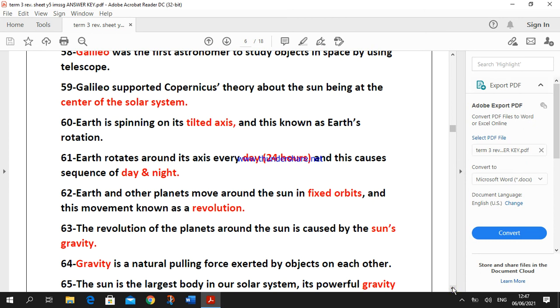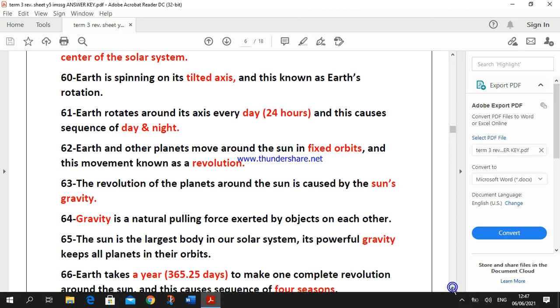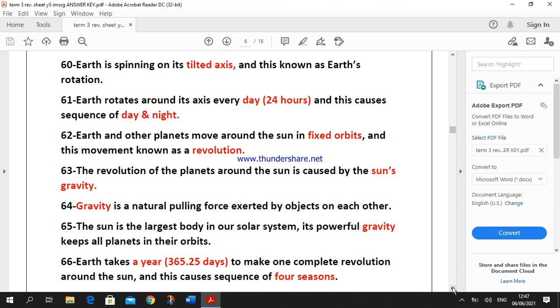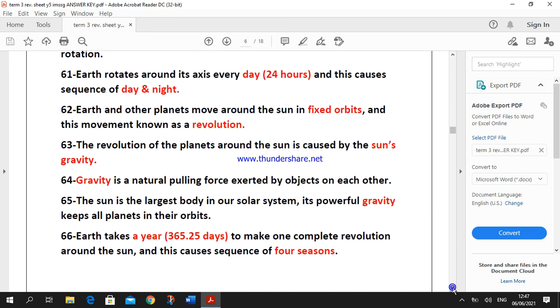Number 60, Earth is spinning on its tilted axis, and this is known as Earth's rotation. 61, Earth rotates around its axis every day, or 24 hours, and this is called the sequence of day and night. 62, Earth and the other planets move around the sun in fixed orbits, and this movement is known as revolution.